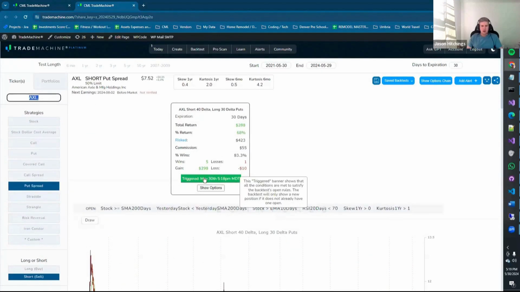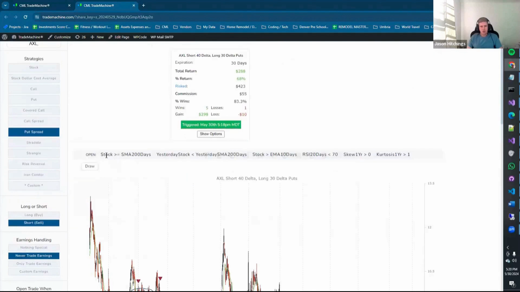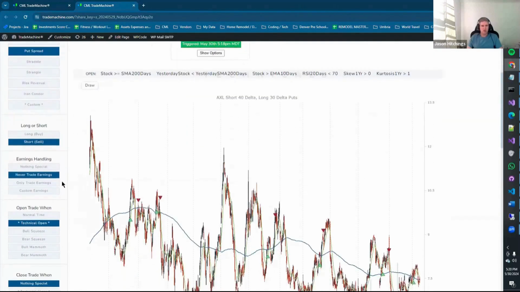But this little green flag also says that the technical conditions that caused this to show up in the Today tab not only were true early in the day, but they're actually true right now as well. When you look at the technical conditions, they're printed here, and you can read them that way. You can also scroll down.